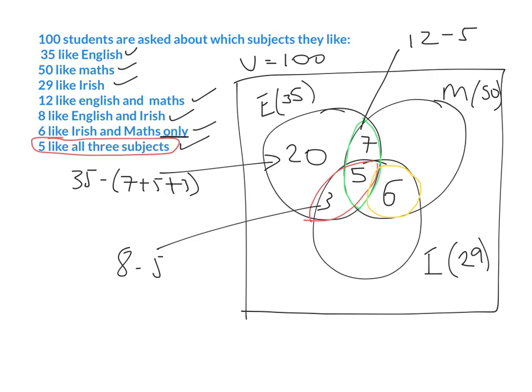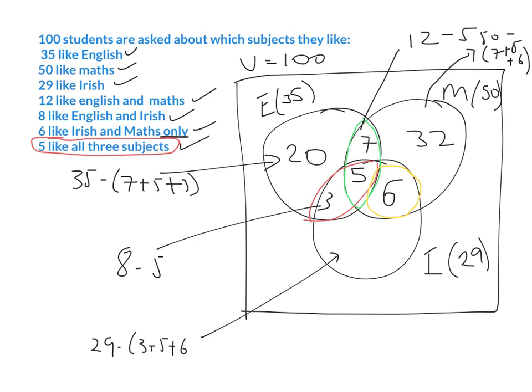The next one then, the maths circle, we know that 50 people liked maths overall. So we're going to have to do 50 minus 7 plus 5 plus 6. And that is going to give us 32. And finally for the Irish circle, we have to do 29 minus the 3, the 5 and the 6. And that's going to give us 15.